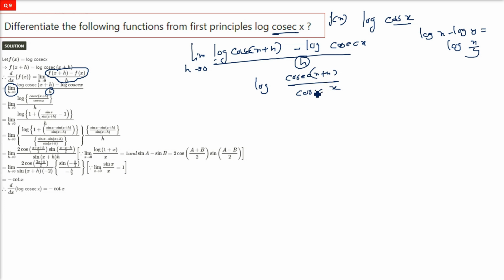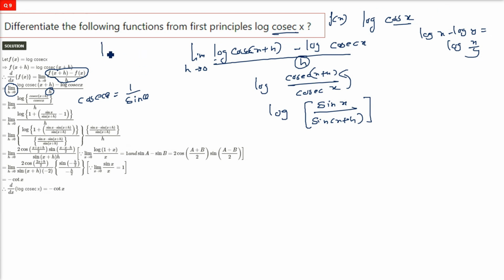So now this cosec can be converted into sine, because sine and cos are better to deal with rather than going for cosec or sec. So we have cosec theta is 1 by sine theta. So this will be inverted with a sine: sine x in the numerator and sine (x plus h) in the denominator. Okay. Now what can we do? We cannot do anything right now.